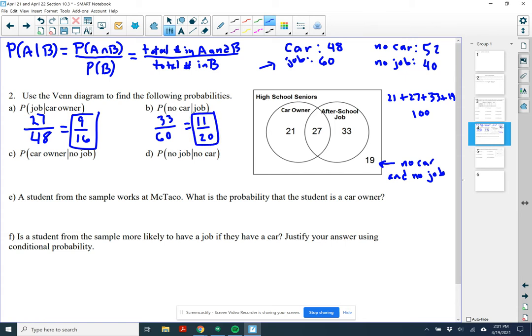There's our answer. Okay, I want you to also think about when we do this kind of probability, let's look at this in the next one. Another way of looking at it would be if I want to know the probability that I have a car owner given that they have no job, I'm going to restrict my sample space. I only want to concern myself with those that have no job. So I look for the car owners that have no job, that would be 21, and divide by the total number of seniors who have no job. That's the 40 right there. So 21 over 40, that fraction does not reduce, so that is our answer, 21 over 40.